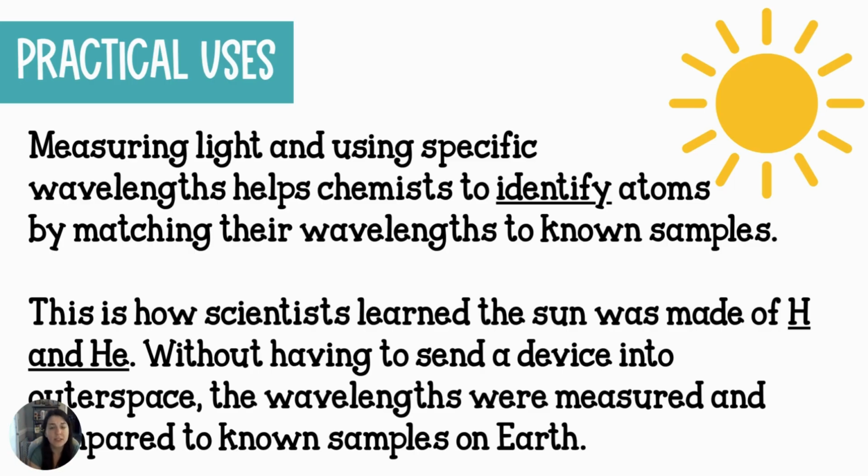And this is how we learned that the sun was primarily made of hydrogen and helium. We did not send a little probe out to the sun to capture a little bit of sunlight and figure out what it was. We did it from Earth with a spectroscope. So we use it for that.